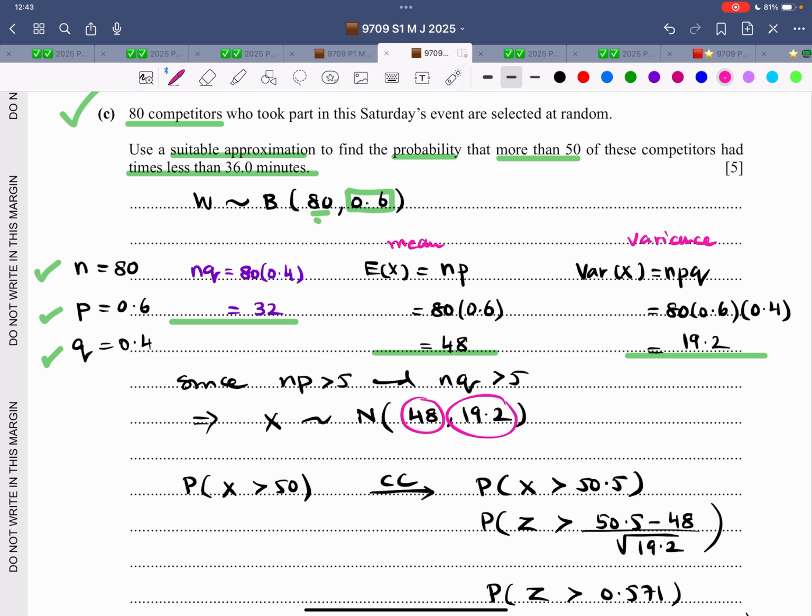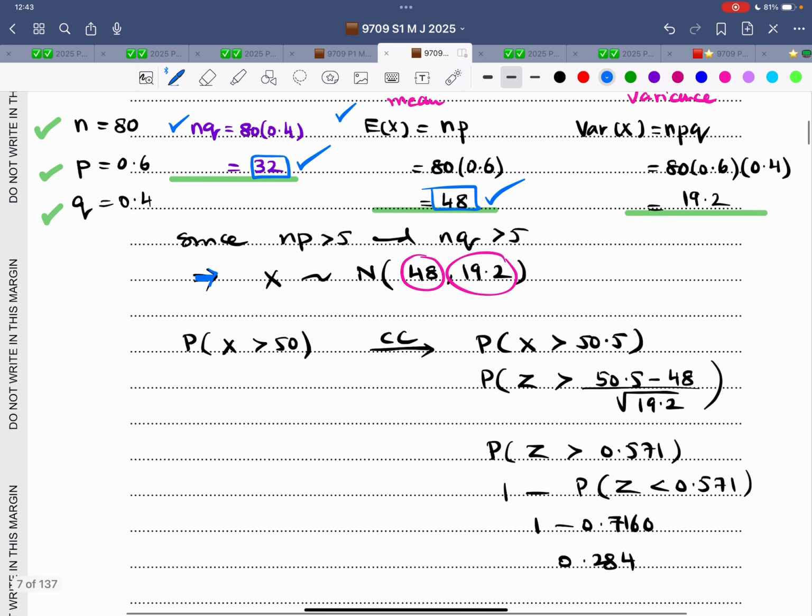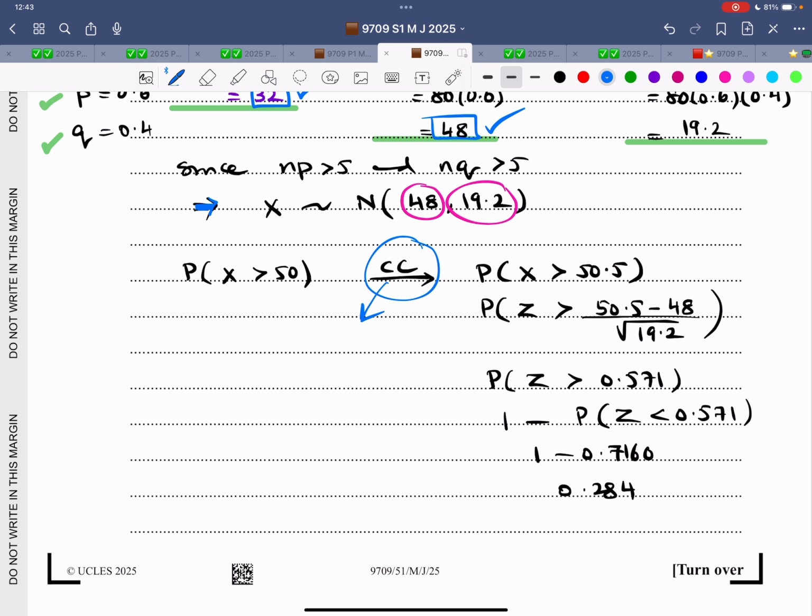Why have I calculated this thing? That is NQ and NP, to justify. Since NP is greater than 5, NQ is greater than 5, therefore that is the justification that is needed for normal approximation. Also, don't forget continuity correction. Don't forget continuity correction. Draw a number line if you wish to.